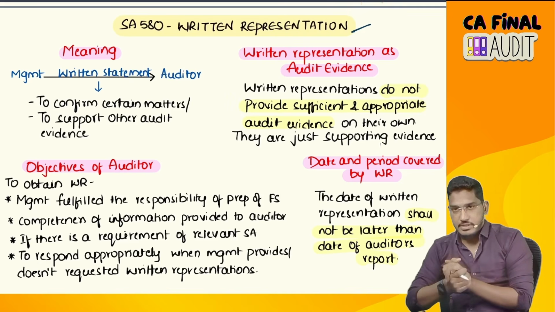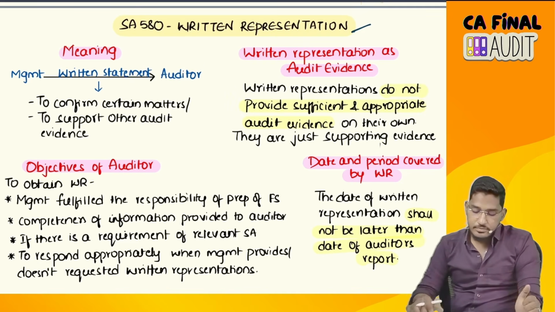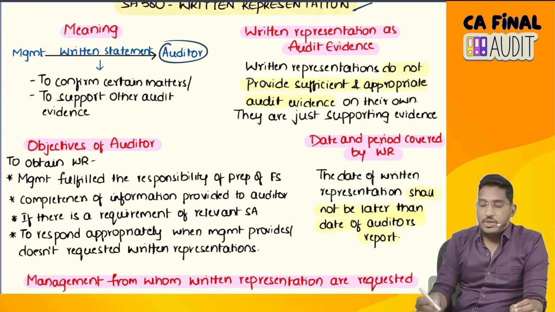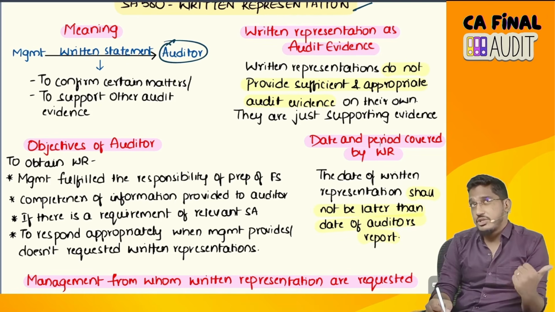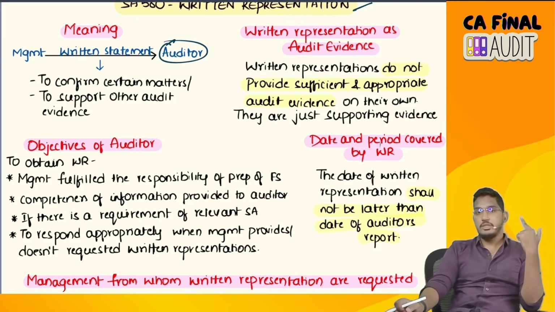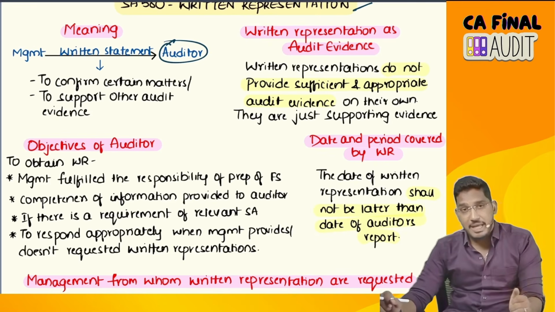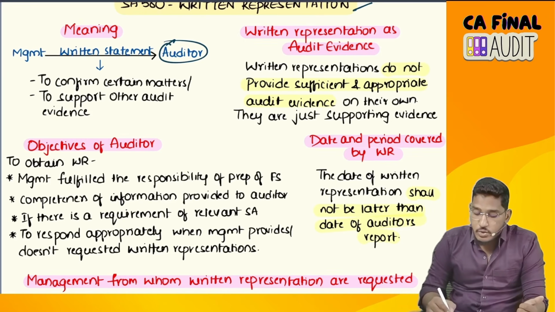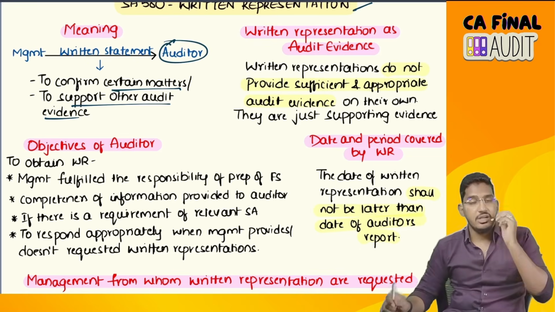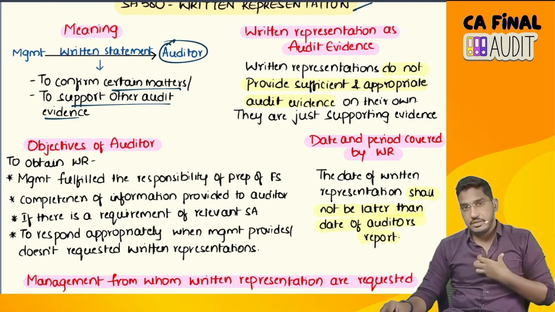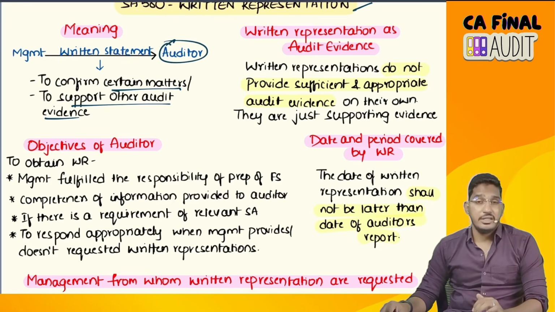So, written representation. First of all, what is the meaning of written representation? They say that written representation is a written statement which is obtained by the auditor from management. See, when I say external confirmation, that is a written confirmation obtained by the auditor from a third party. But when I say written representation, that is a written statement obtained by the auditor from the management. For what purpose? To confirm certain matters or to support the other evidences. So in order to confirm certain matters or to support the other evidences you have gathered, you get a written statement from the management of the company. Those written statements we are going to call written representations.